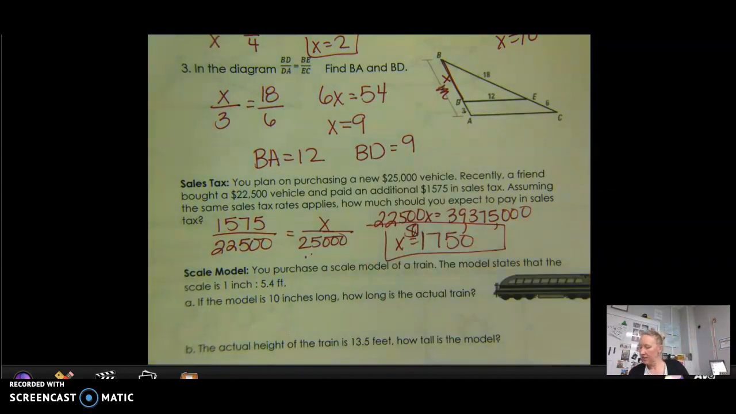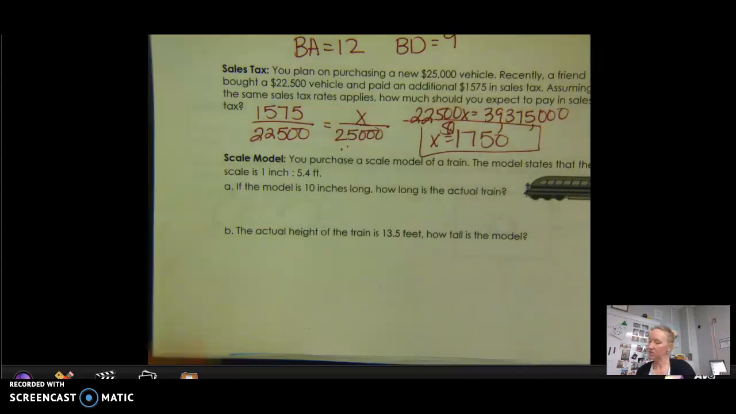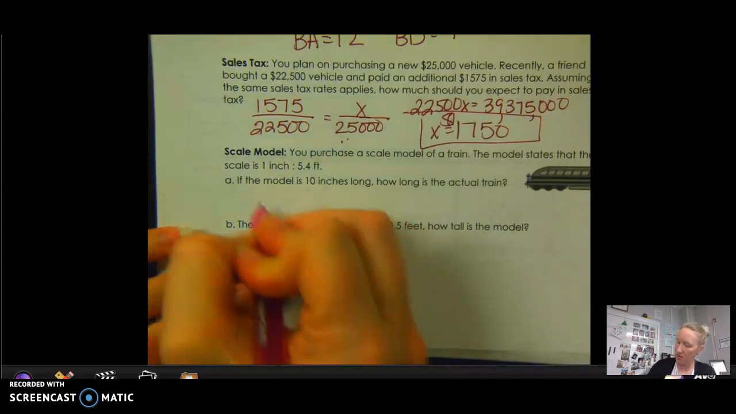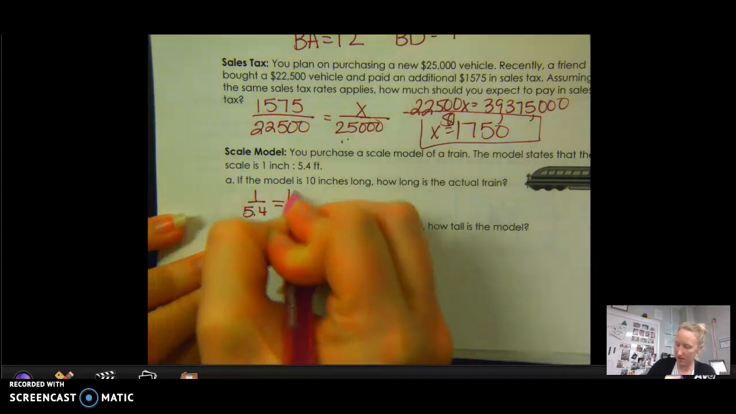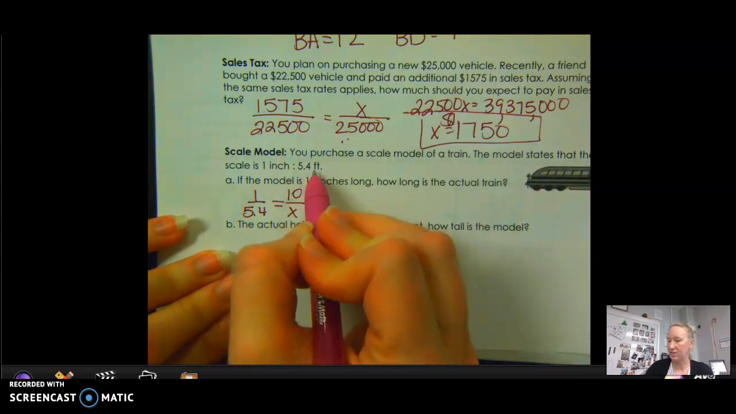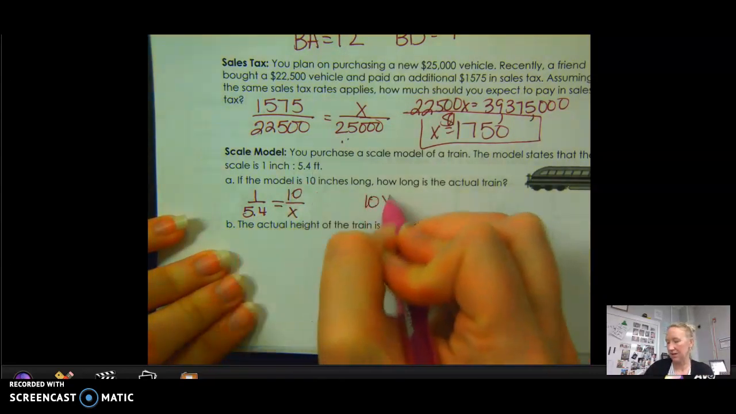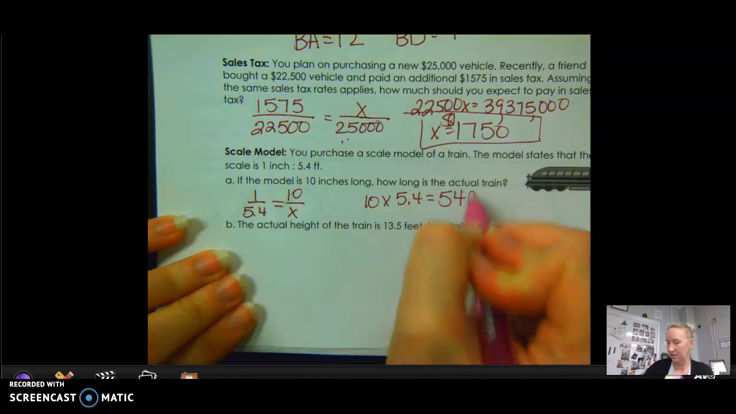You purchase a scale model of a train. The model states that the scale is 1 inch for every 5.4 feet. The model is 10 inches long. How long is the actual train? So we can set this up as 1 over 5.4 equals 10 over x. You can also know that for every inch we have 5.4 feet, so just take this 10 and multiply by 5.4, and we should get an answer of 54 feet.